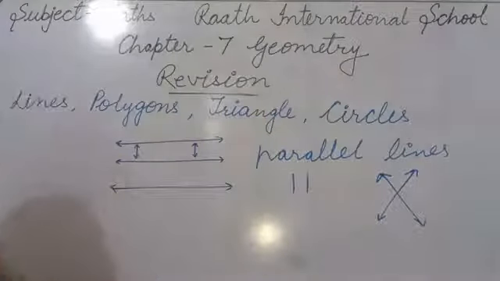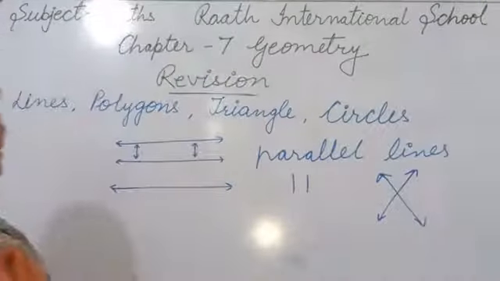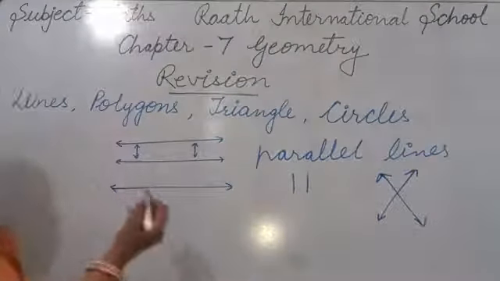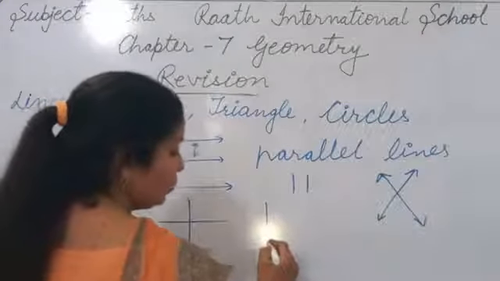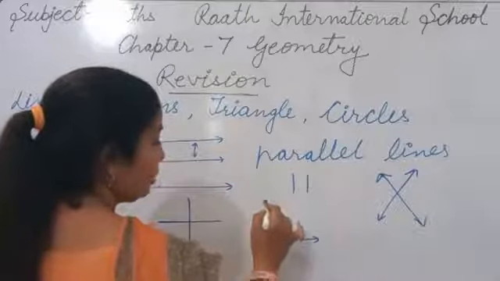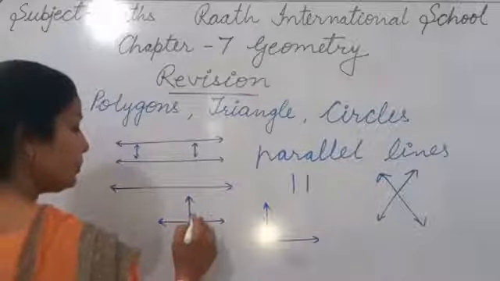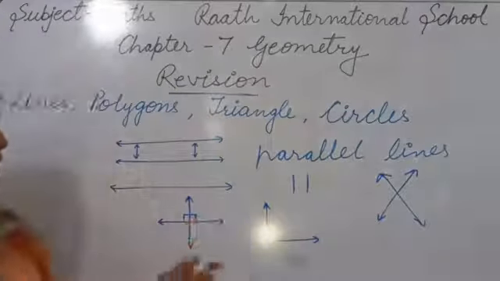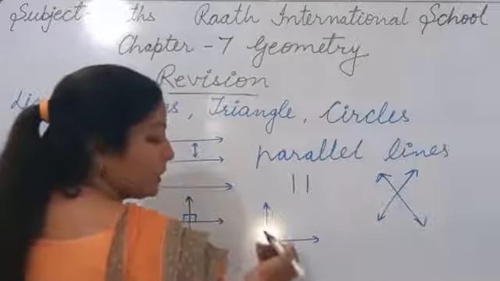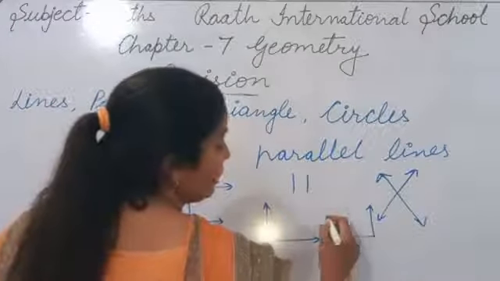Clear? Now after that we have perpendicular lines. Perpendicular lines are which? When two lines cross each other at 90 degrees. एक दूसरे को 90 डिग्री पे, two lines here, they are crossing at 90 degrees. इनके बीच में जो एंगल बन रहा है वो 90 डिग्री का एंगल बन रहा है. So these are the perpendicular lines. This is also a perpendicular line. If you have like this, these are also perpendicular lines.